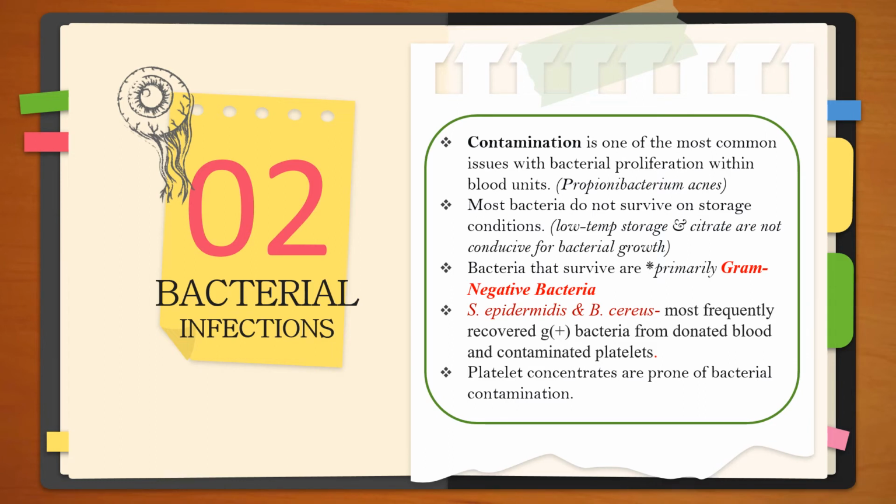But take note, class, that bacteria that are able to survive are primarily gram-negative bacteria. However, a few gram-positive bacteria like Staphylococcus epidermidis and Bacillus cereus have also been isolated and recovered from contaminated blood units, mostly platelet concentrates. Since platelet concentrate, class, is basically stored under room temperature conditions, this is the main reason why platelet concentrate units are the most prone to bacterial contamination.